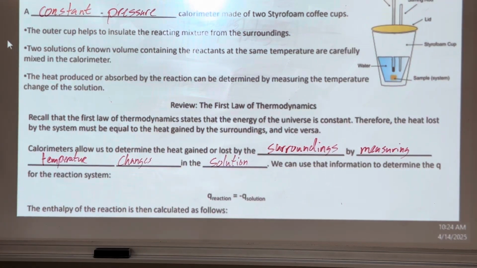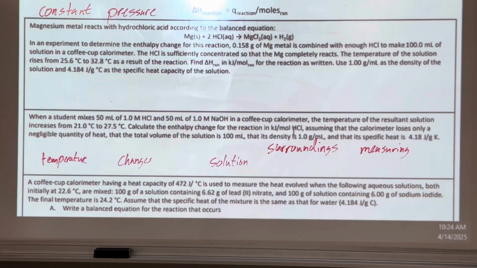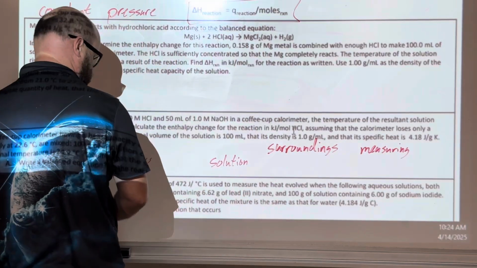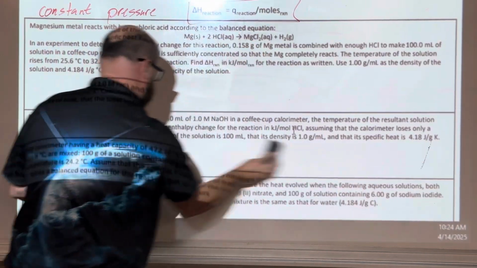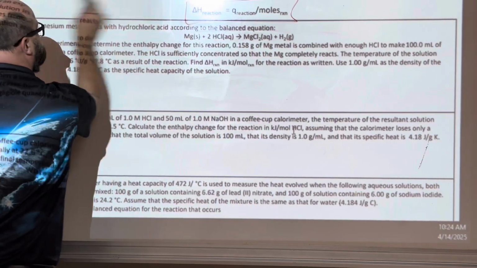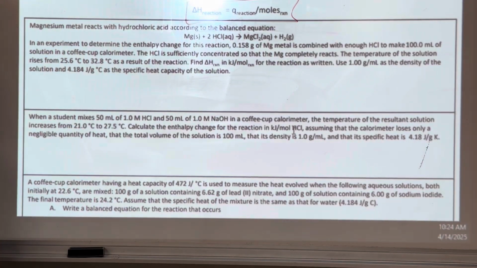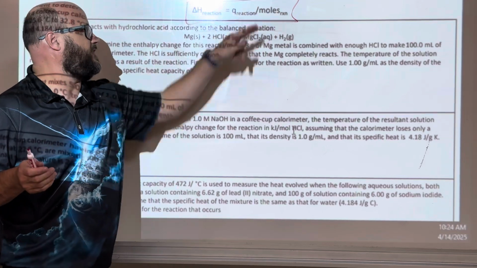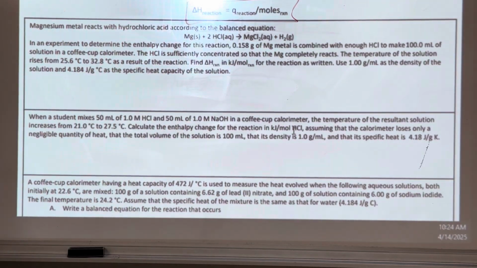And then based on that information, you can solve for Q. And then once you have Q, you take Q divided by moles to get your kilojoules per mole, using this formula right there. So, delta H of the reaction equals the Q of the reaction, or the heat, divided by the moles of the reaction. Let's do an example problem right here.